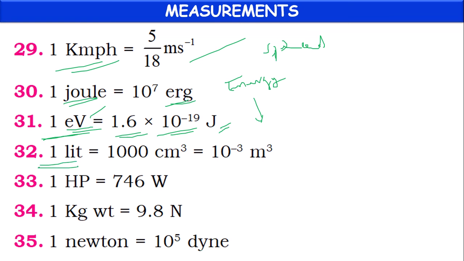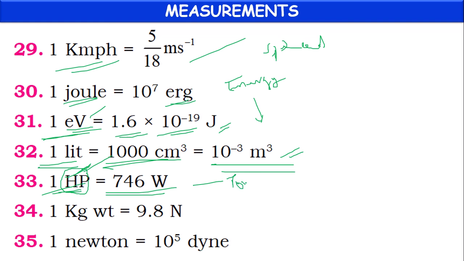1 liter is 1000 centimeter cube, or 10 power minus 3 meter cube. 1 HP, horsepower, for motor engines, their power is measured with the help of HP, horsepower. 1 HP is 746 watts. These are the units of power. Power means work by time, how much work we are doing in how much time.